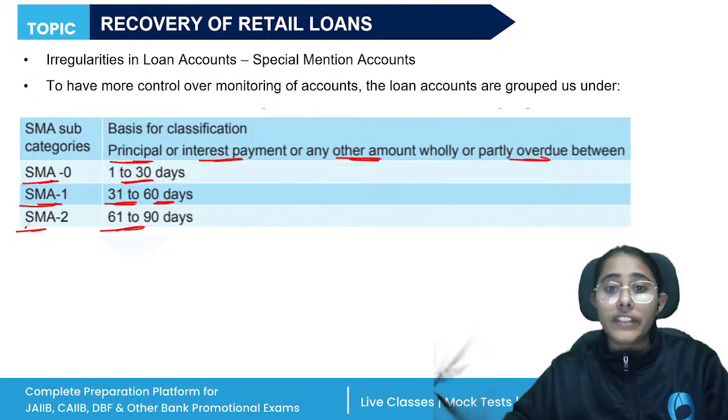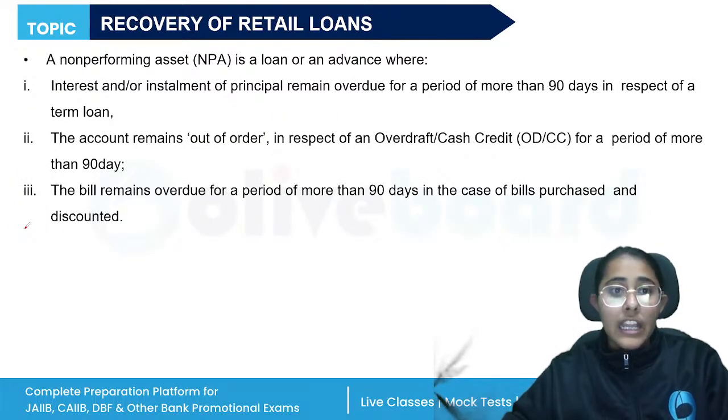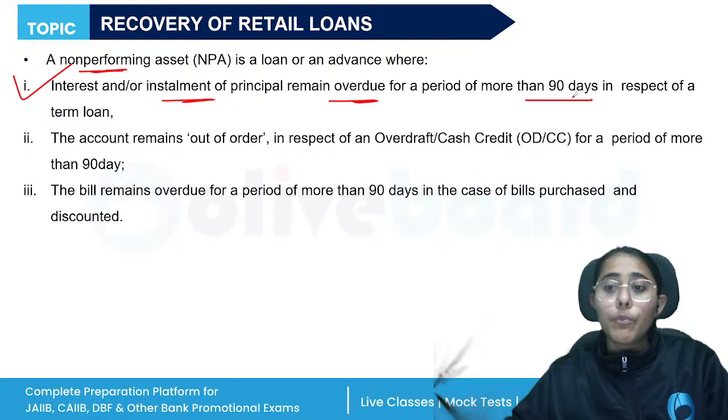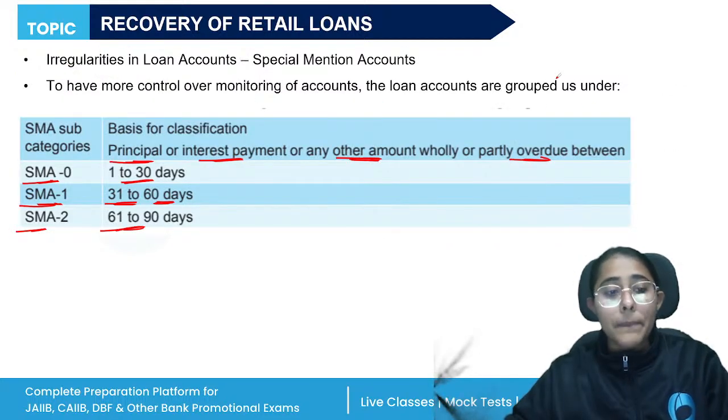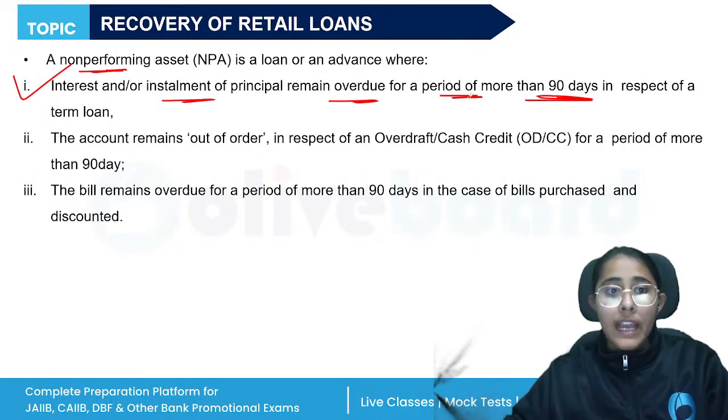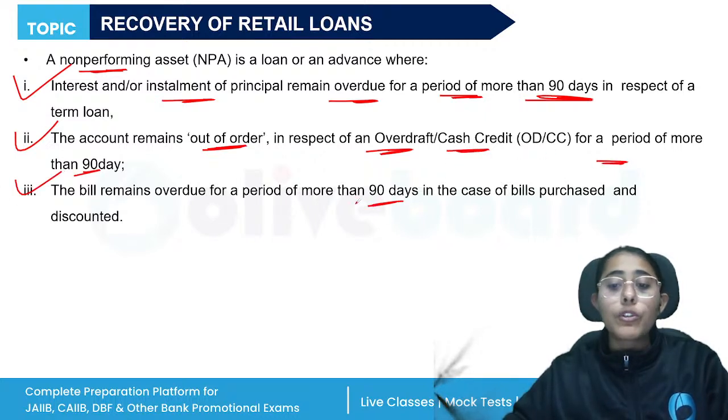Then we also have a classification of the irregular loan accounts into substandard, doubtful assets, and loss assets, right? So we have a non-performing asset, which is a loan where the interest or the installment of the principal remains overdue for a period of more than 90 days. So the loan account will remain in the SMA category 2 until 90 days. Beyond that, the account will become a non-performing asset. The account remains out of order in respect of overdraft or cash credit for a period of more than 90 days, and the bill remains overdue for more than 90 days.